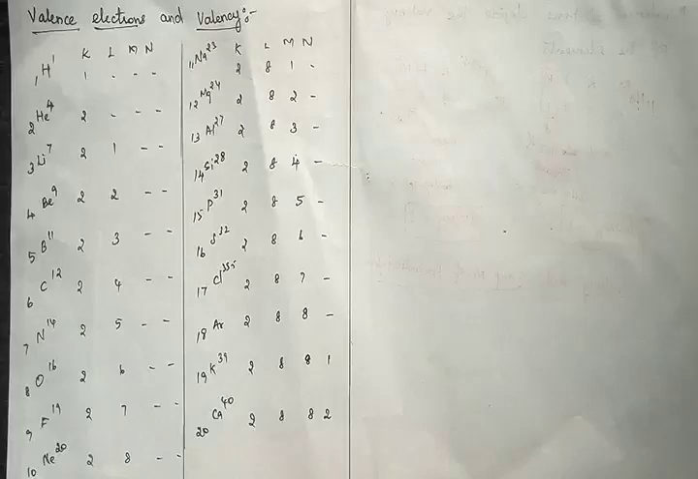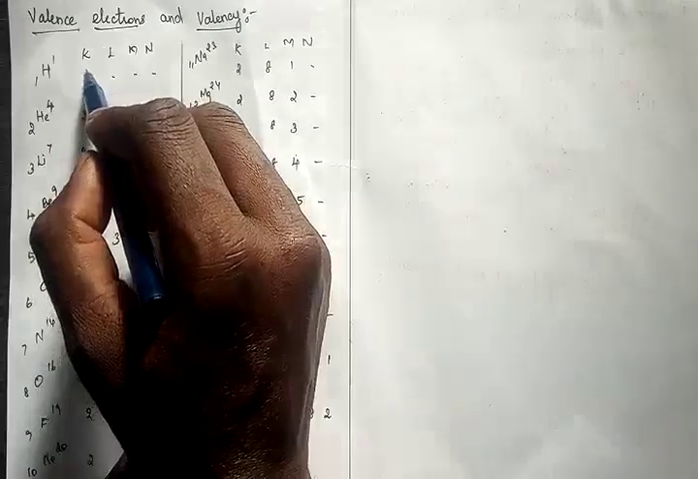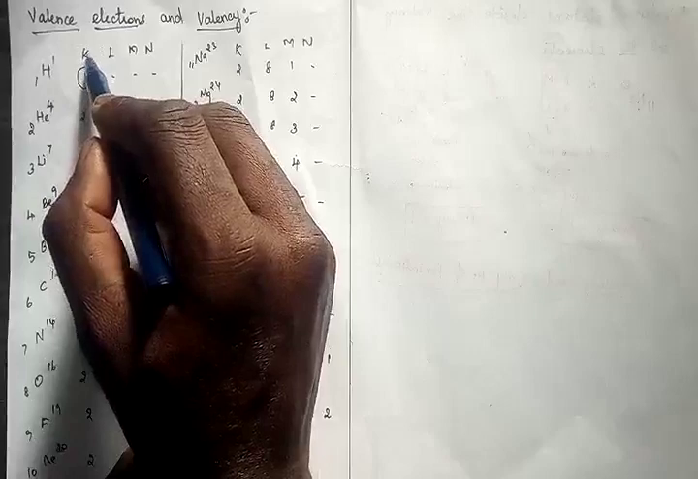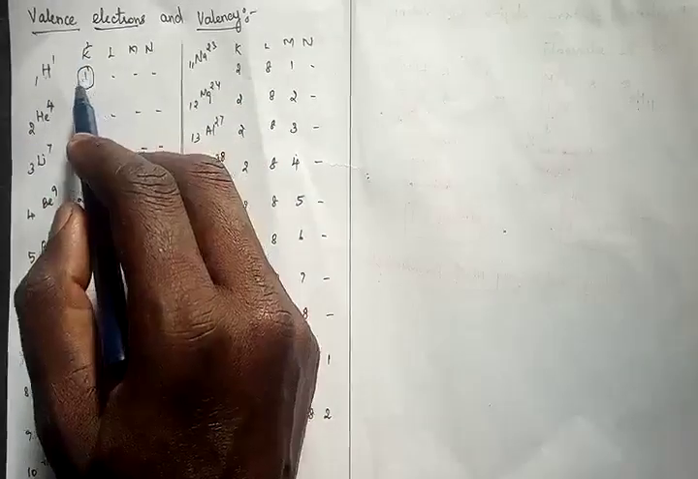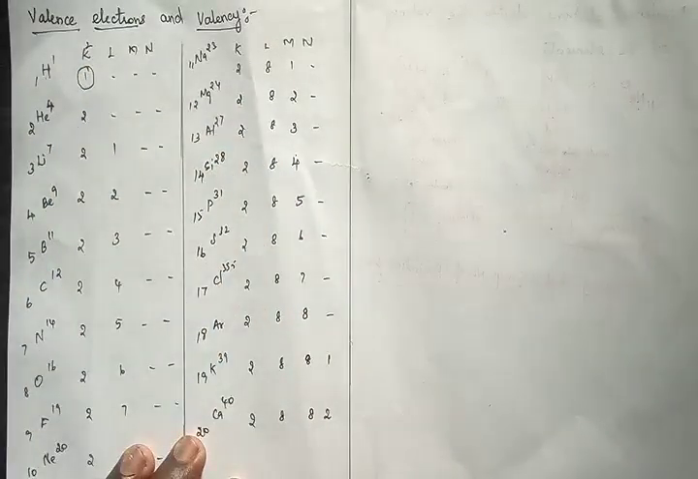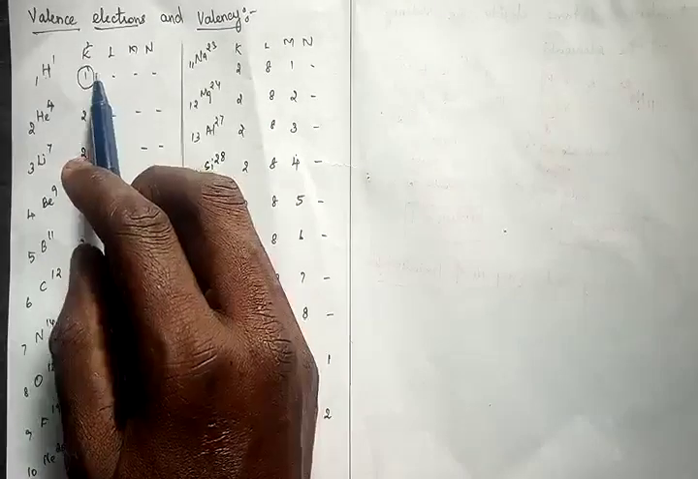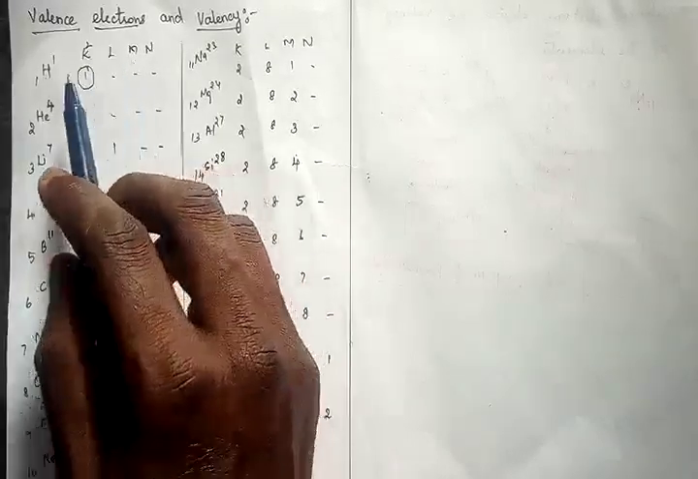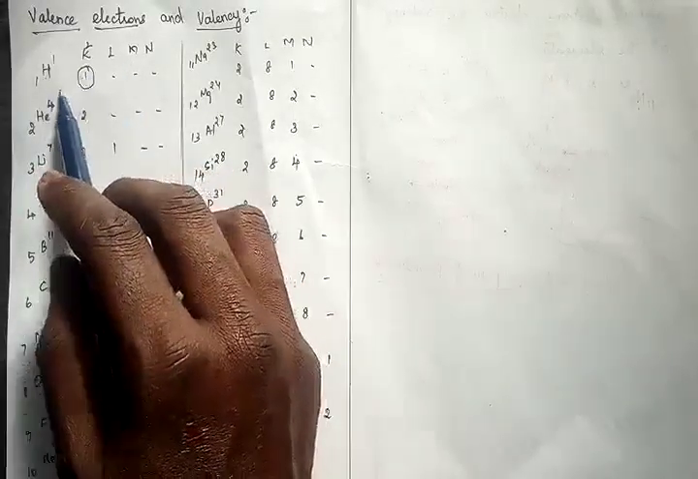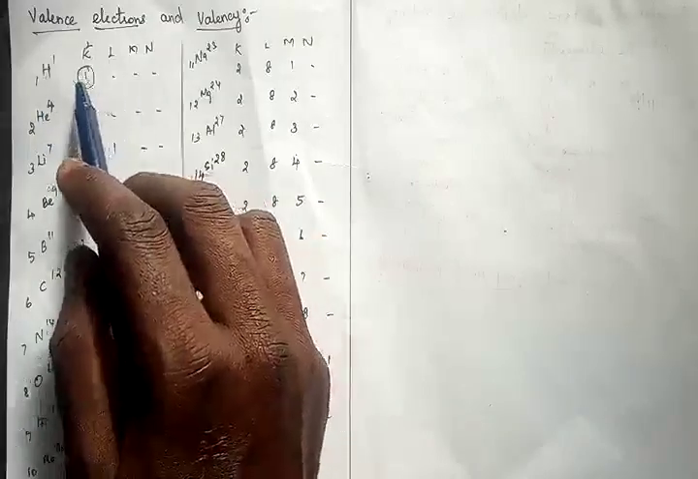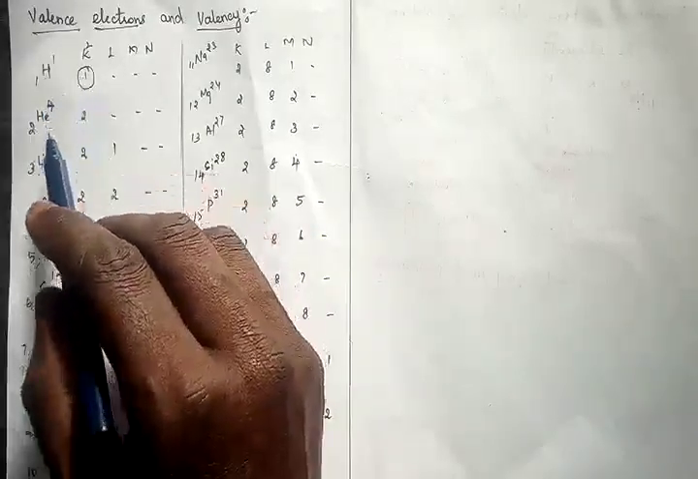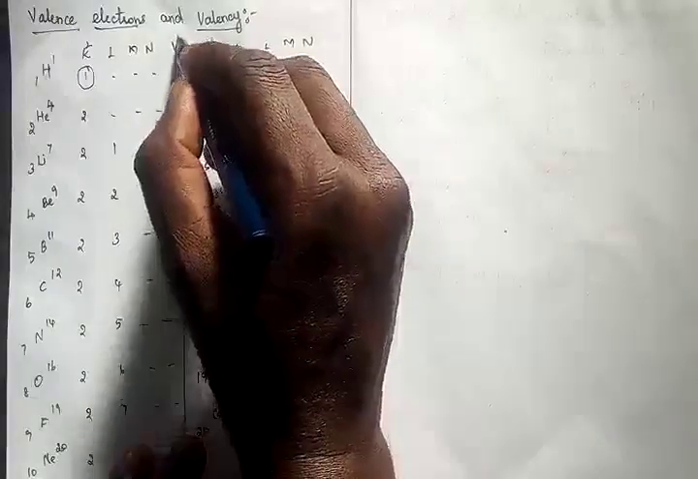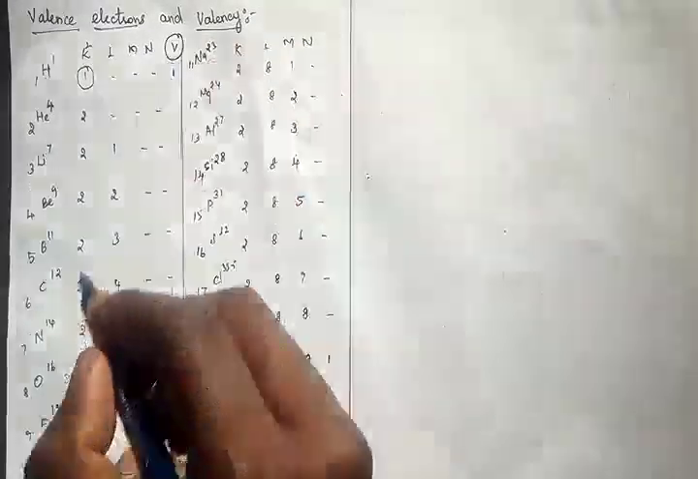Now, what is the relationship with the valency, first of all? Look at this electronic configuration. The maximum capacity of the K shell is 2. Hydrogen has 1 electron, right? If hydrogen gains an electron, it will become 2, or else if hydrogen loses this electron, it will become 0. So in the hydrogen case, both can happen, either losing or gaining. So the valency of hydrogen is 1, right?